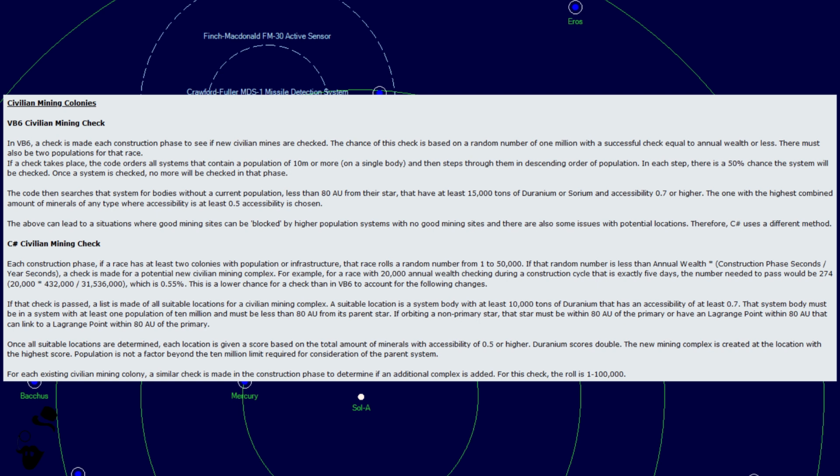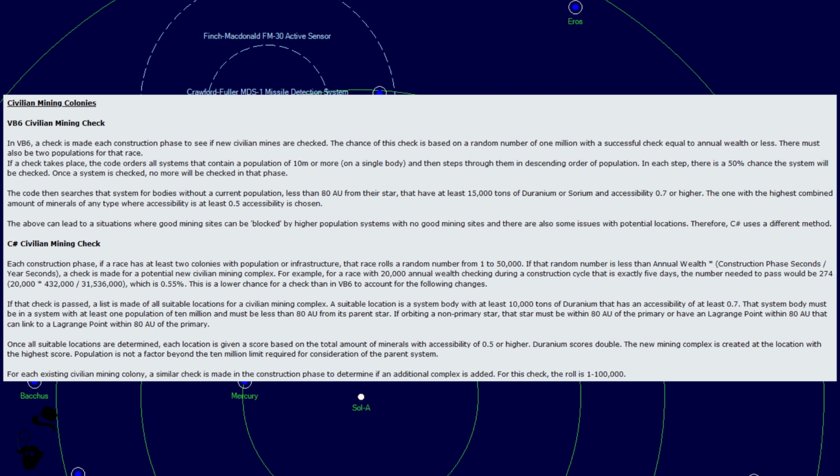So, what does that boil down to? Well, it kind of boils down to the fact that in VB6, a system with a huge population is going to be much more likely to be checked for a CMC. And if there are no good places for a CMC, for example, if you have all your population in Sol and you're trying to get out of Sol, Sol is probably going to get all the checks. And that means that if you've blocked and taken up all of the sites in Sol, every time it tries to check Sol and fails, it's not going to do anything with the CMC, right? So that means that Sol is going to be blocking all the sites out in other systems.